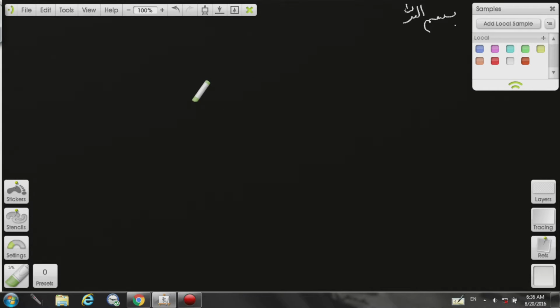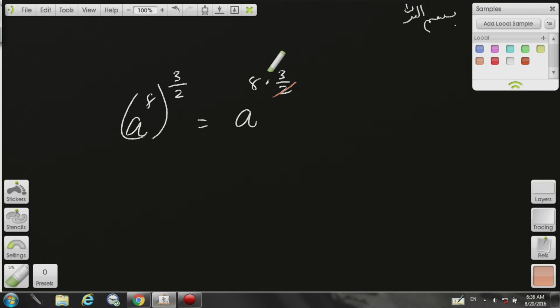Now, how about this? A to the 8th to the 3 over 2. Here again, a to the 8 times 3 over 2. Simplify, and that would be a to the 12th.